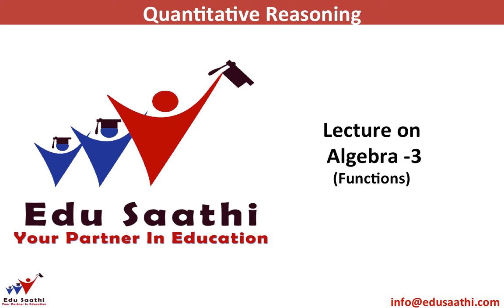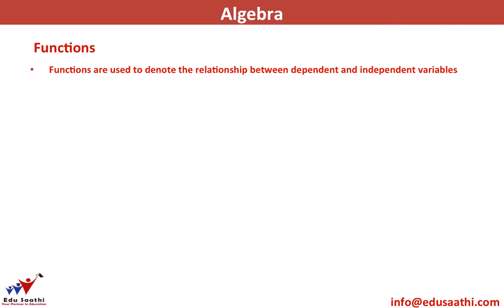Hello everyone. We'll be moving to the topic of function, which is lecture number 3 on algebra. So, starting with functions, functions are used to denote the relationship between the dependent and independent variables. So, you have an independent variable and a dependent variable. The independent variable is generally termed as input and the dependent variable is the output. So, a function is the relationship between the input and the output variable that we have.